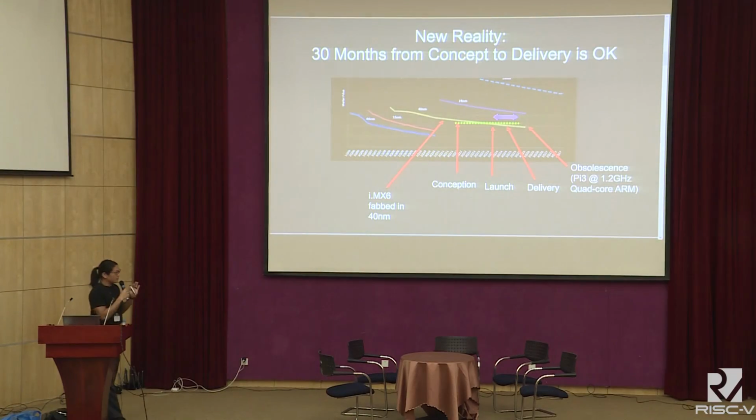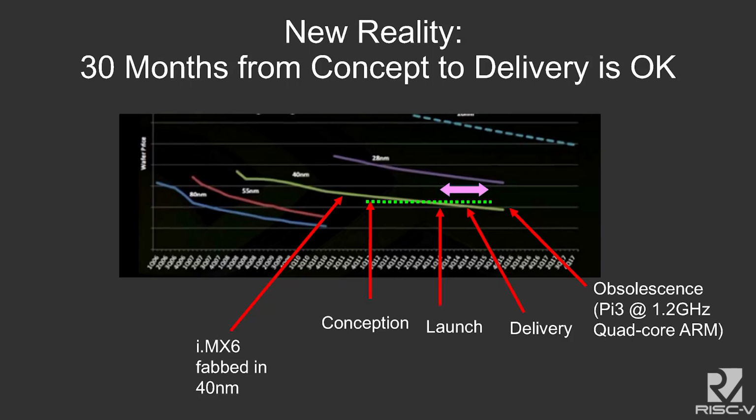But the main point of sharing this is that there's a new reality happening now: you can take 30 months to go from a concept to delivery. If you overlay this on the Moore's Law curve, here are the process nodes going along. Here's the 40 nanometer curve; the IMX6 was fabbed in early 2011. And the chip was out there.